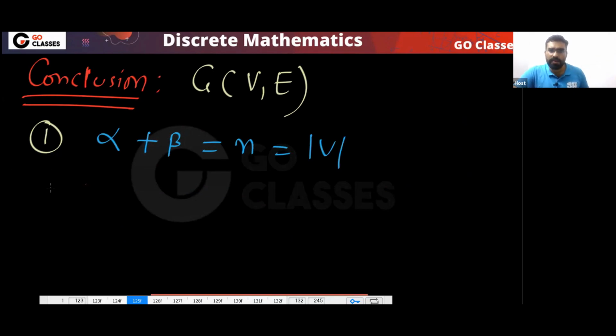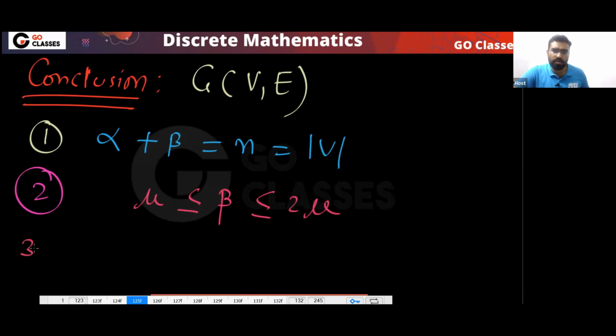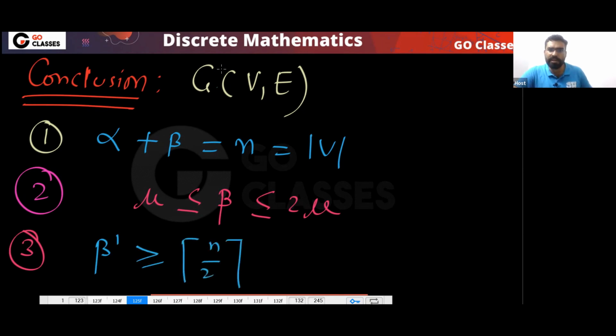Next, the second relation that we have seen is that beta is greater than or equal to the matching number, and that is less than or equal to twice the matching number. The third thing that we have seen is beta dash is greater than or equal to n by 2 ceil. This we have seen for all graphs. These things will happen for all the graphs.